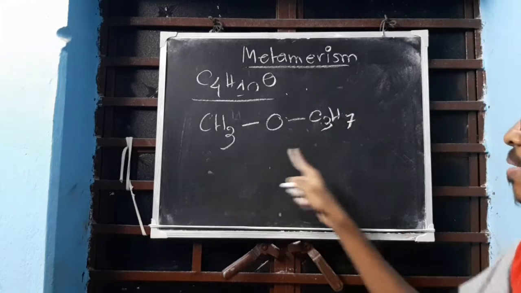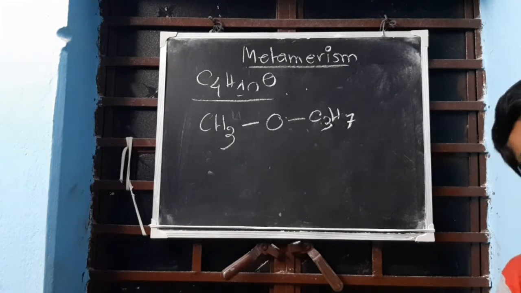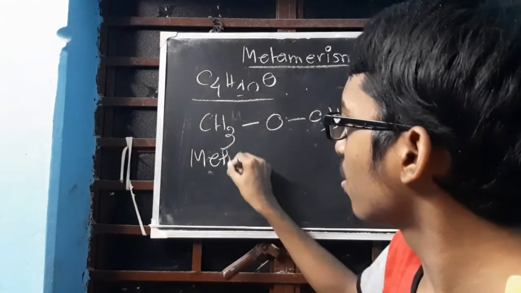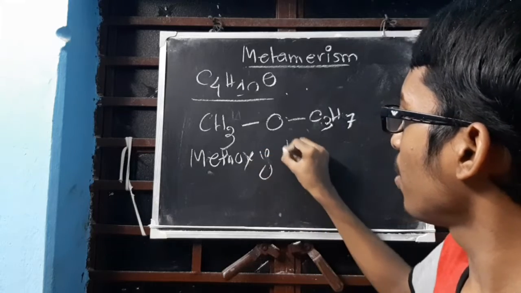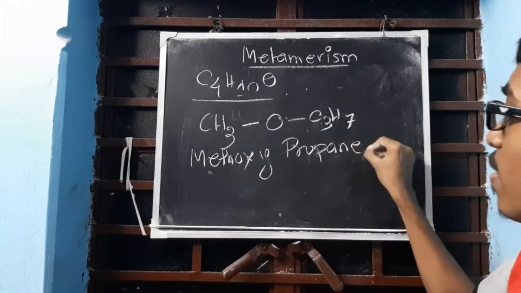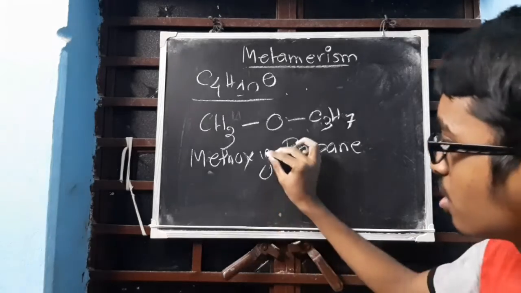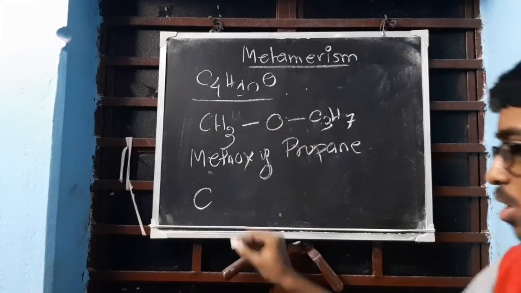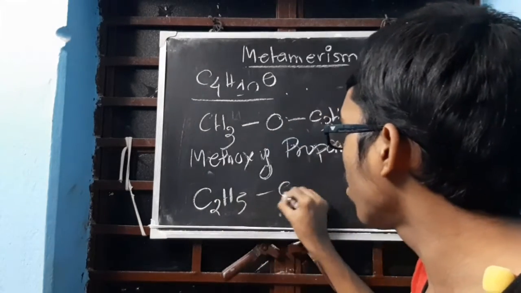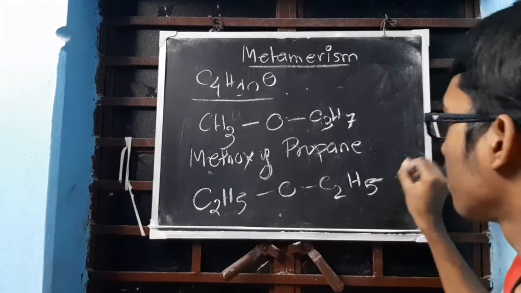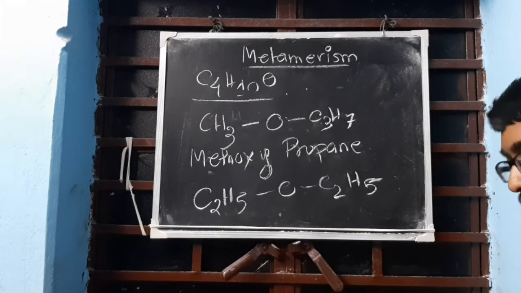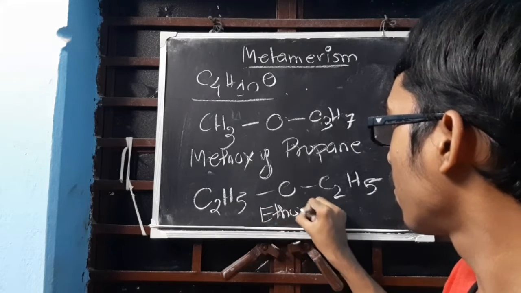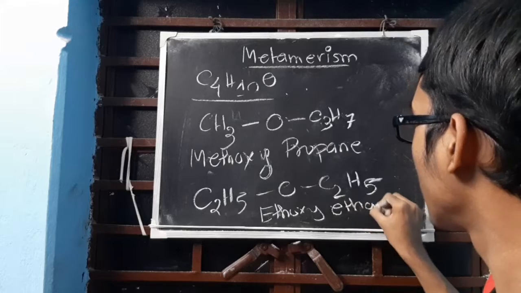C3H7. Someone might argue that I can write it like this. Fine, it's completely fine. What is the name? The name is methoxypropane. Absolutely correct, nothing is wrong in this. Now, if someone argues to write it as C2H5O and C2H5, what will I say? Both are also correct. This is ethoxyethane. Correct.